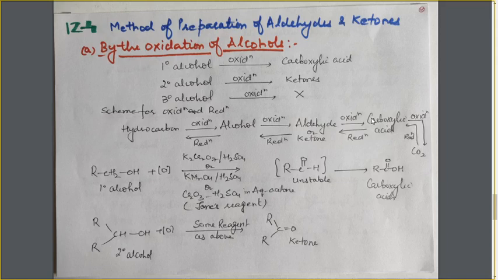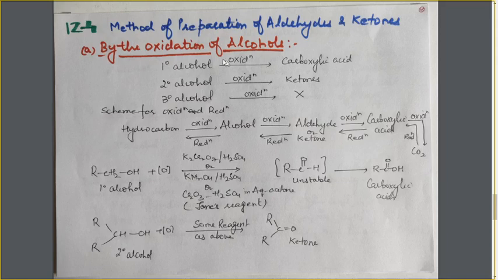In this portion, we will study the different methods, which are divided into three categories. First, we will study those methods in which both aldehydes as well as ketones can be prepared. Then we will take up the methods of preparation of aldehydes only, those methods which give aldehydes as the product. And in the last, we will study those methods which give ketones only, those responsible for the preparation of ketones only. No aldehyde will be formed in that case.